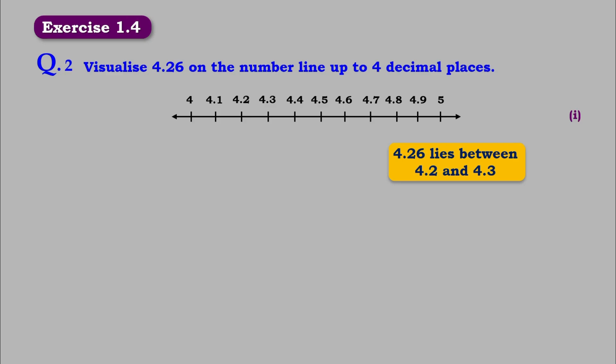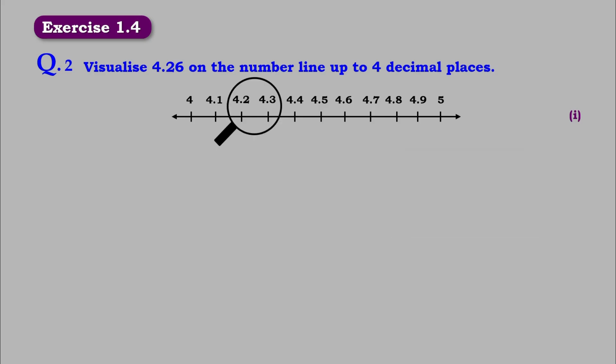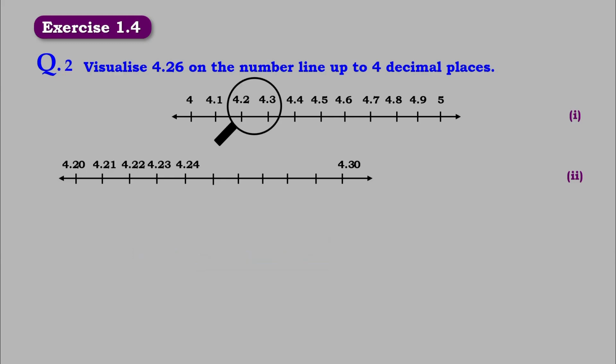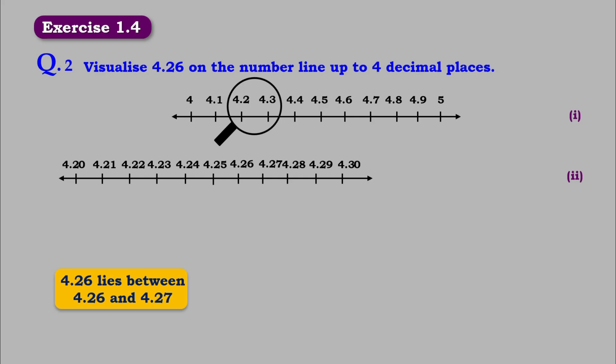And now 4.26, it lies between 4.2 and 4.3. So we'll magnify that part and make 10 equal divisions. And we will again draw the number line where we will write the 4.2 as 4.20 and 4.3 as 4.30, and we will write the successive decimal numbers in between. Now 4.26 lies between, we know that, 4.26 and 4.27.